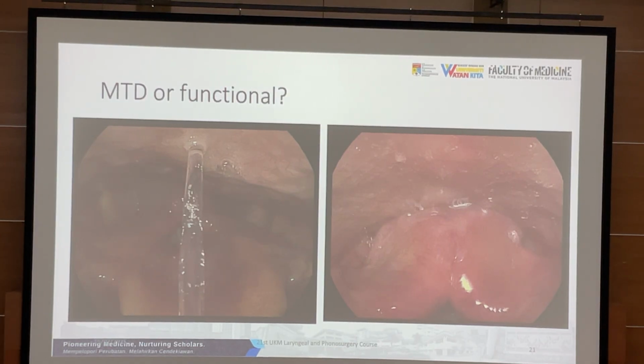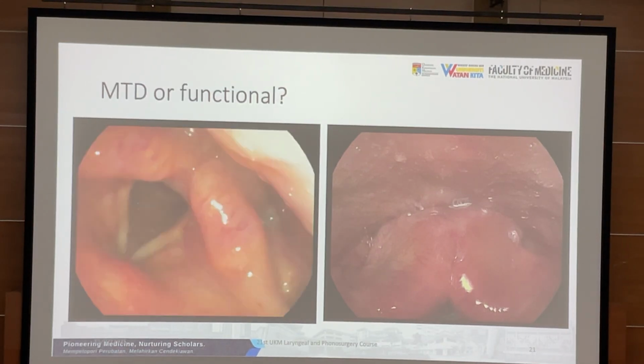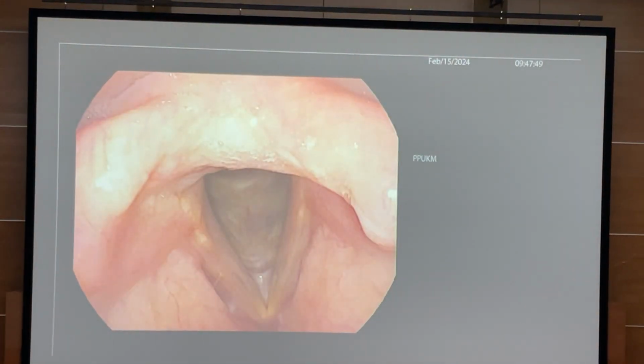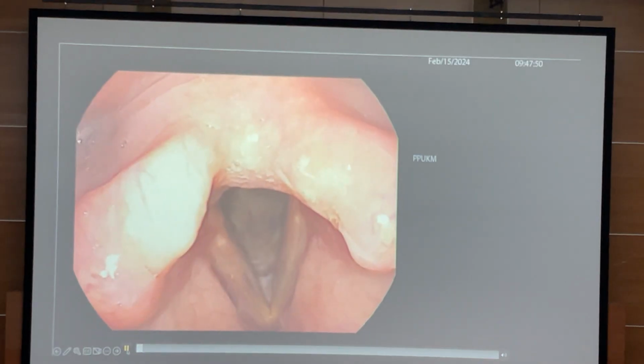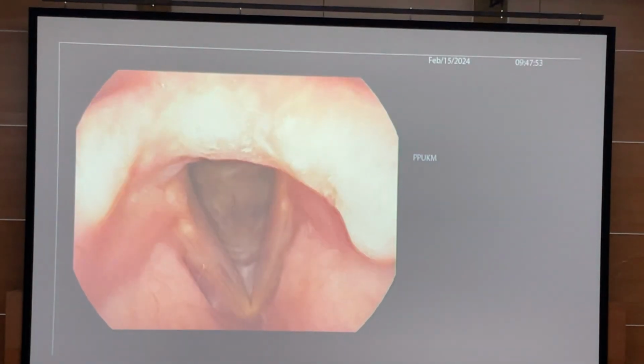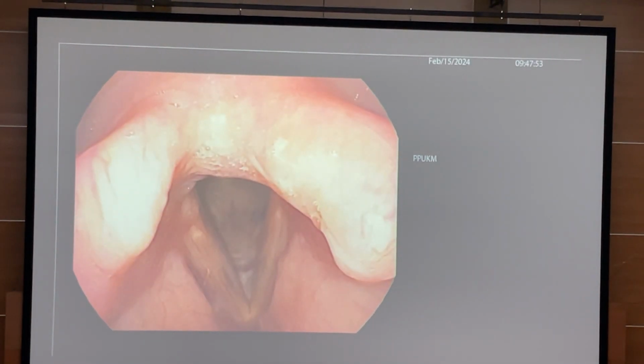So the stroboscopy not only helps you rule out any structural lesion, any organic issues, but it also helps to diagnose functional voice disorder. Right. Tell me what you can see from this larynx. Again, in this course, each speaker will keep on telling you, do personal examination. Please do personal examination. What does it mean?